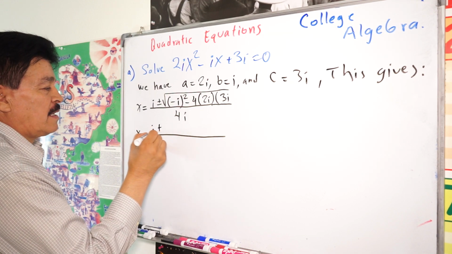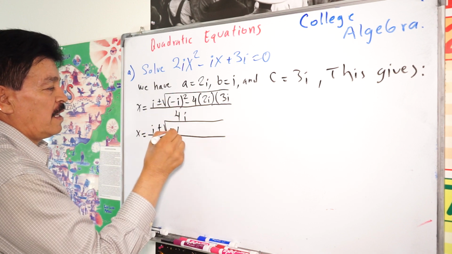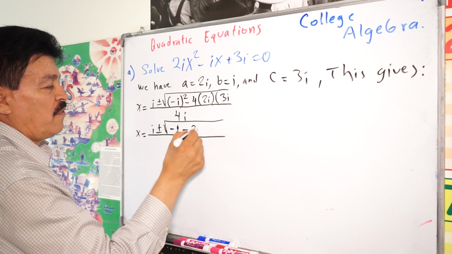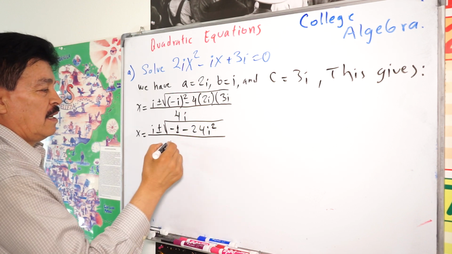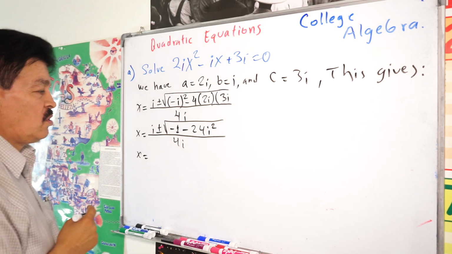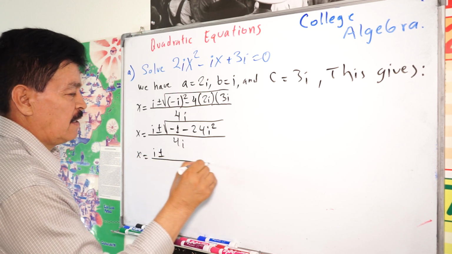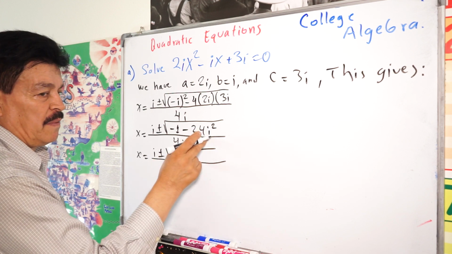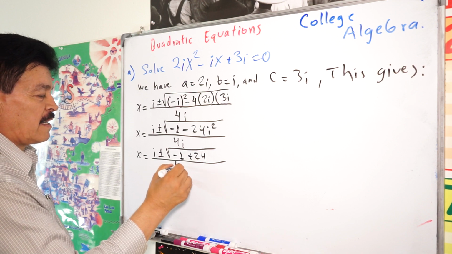Okay, so the next step is x equals i plus and minus a square root. Just try to simplify here. It's going to be -1 minus 24 here, 4 times 2 times 3, 24 i squared, over 4i. So the next one is i plus minus square root of -1, simplify here, plus 24 divided by 4i.